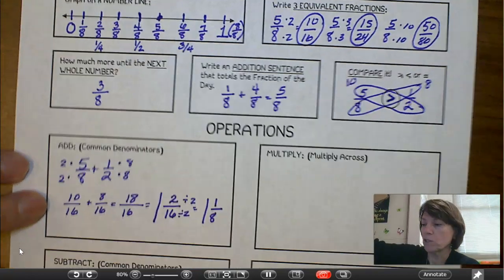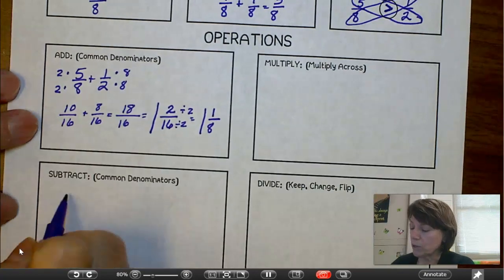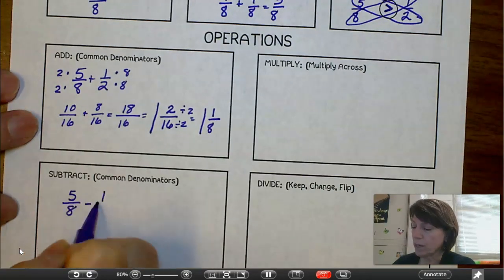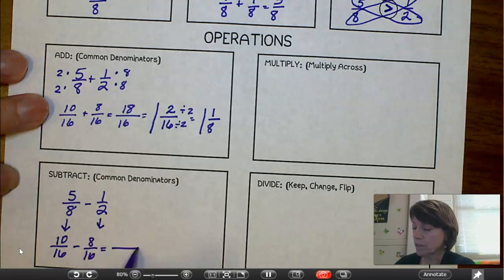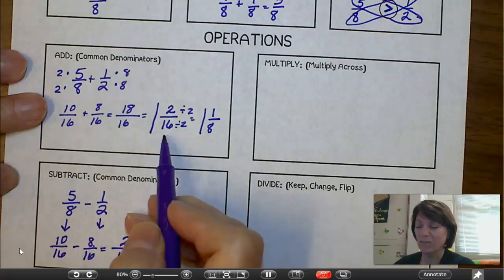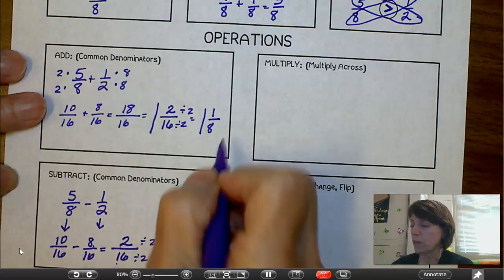Alright, let's look at our subtraction problem. Remember, we're going to take our bigger number, 5/8, and we're going to subtract our smaller number 1/2. Well, we've already gotten our common denominators. We know that 5/8 is equal to 10/16, and we know that 1/2 is equal to 8/16. When we do that subtraction, 10 minus 8 gives us 2, and we keep the same denominator. Well, we've got 2/16 here. We've already reduced that, right? But we're going to go ahead and reduce that. We can see that both of those can divide by 2. 2 divided by 2 is 1. 16 divided by 2 is 8, and so that reduces to 1/8.